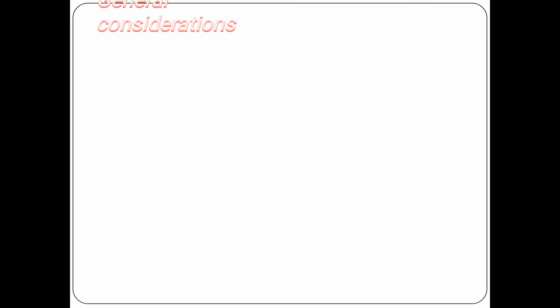Now, there are general responsibilities, or some considerations that have to be taken into account while developing the pilot plant. So what are they? There are various general considerations. First thing, that is the reporting responsibility. So the question is, who should be responsible for the pilot plant studies?